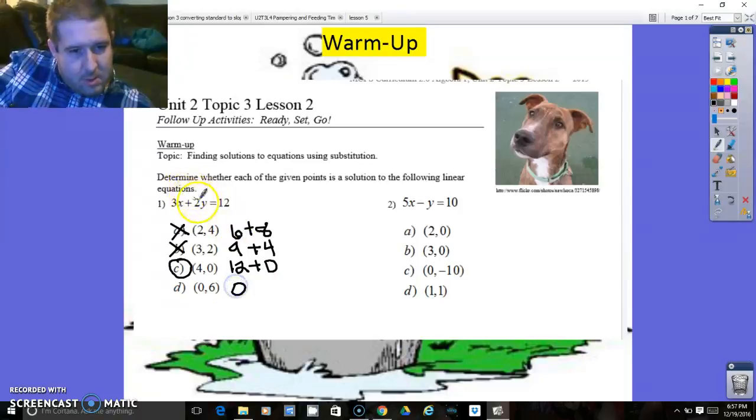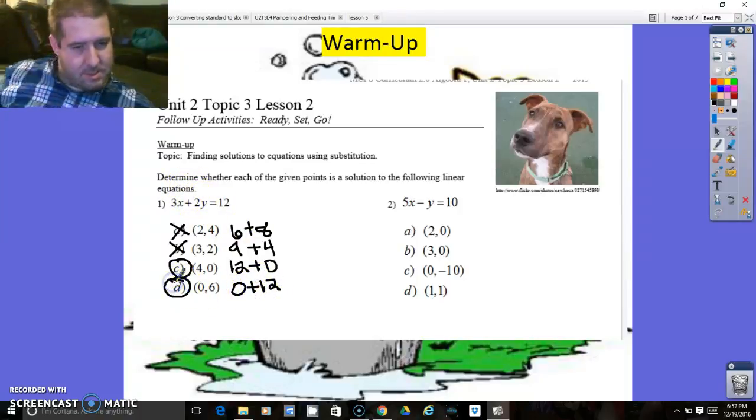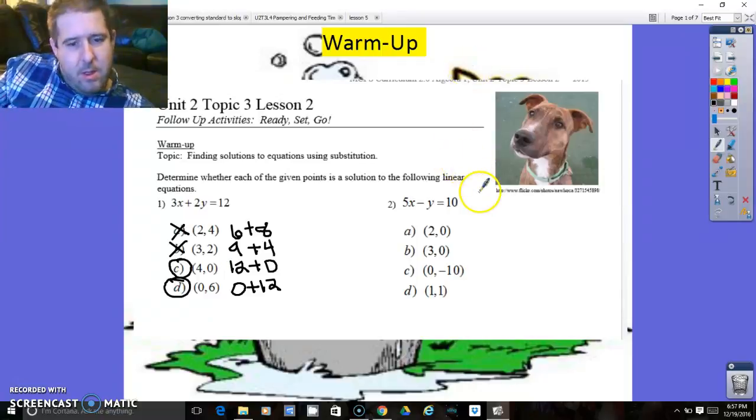So that's 0. 2 times 6 is 12. Add those together, and yes, that is also a solution. That happens to be the x and the y intercepts, which is one way that we're going to graph in the future. Okay, so I'm going to do the same thing over here.